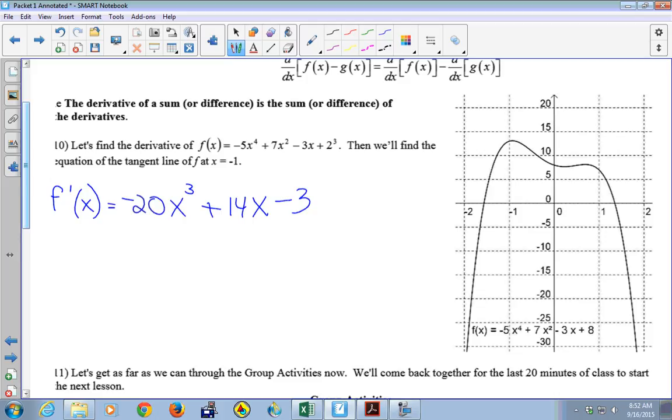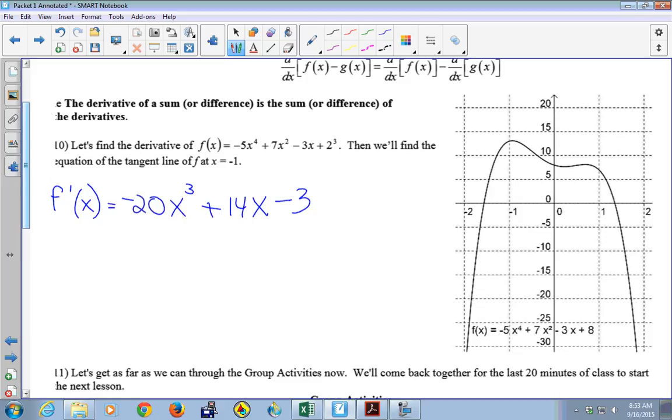So what does the derivative tell you again? What is the derivative? Slope of the tangent line, right. So this tells you the slope of any tangent line you want. You just have to know what x value you're looking at, and you can plug it in, and it will tell you the slope of the tangent line at that x value. So I would like to find the equation of the tangent line at x equals negative 1.